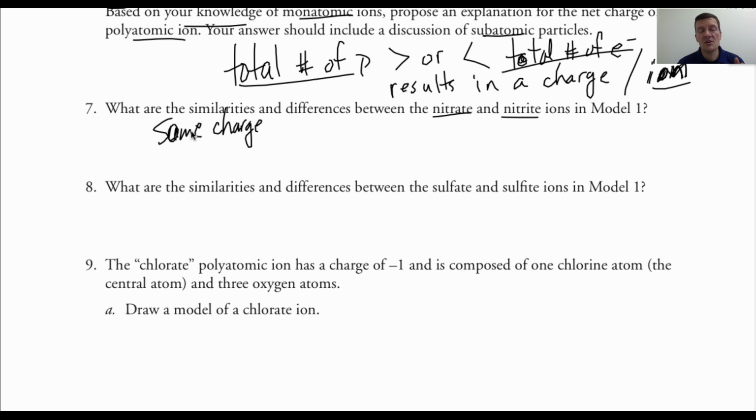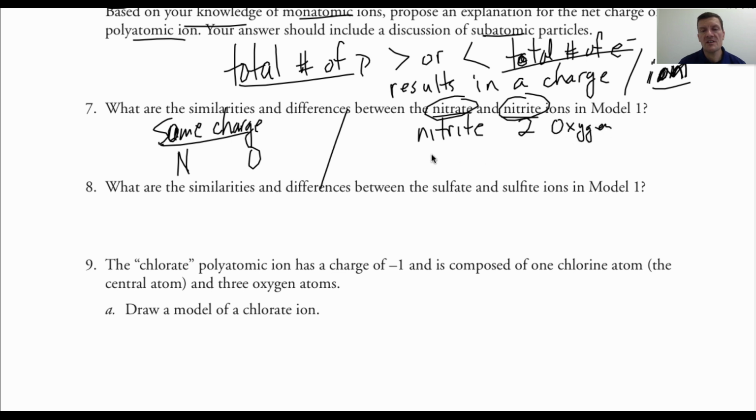By the way, we'll look at the structure of these polyatomic ions and show you how these electrons might be distributed and why there is a charge that results here. Okay? And we'll look at that in an upcoming video. Same charge between nitrate and nitrite. They both have nitrogen, they both have oxygen, but what is the difference? The nitrite has just 2 oxygens, whereas the nitrate has 3. Okay?